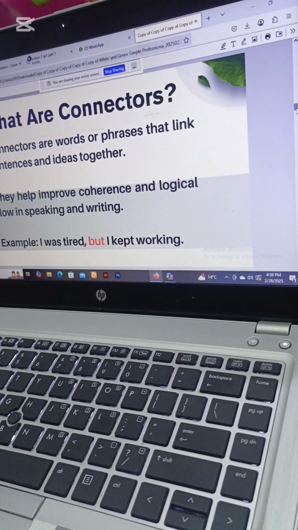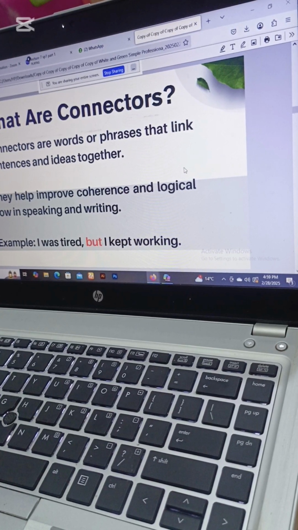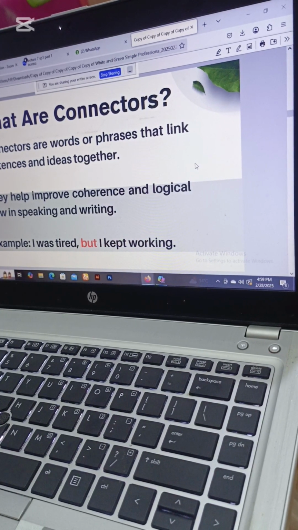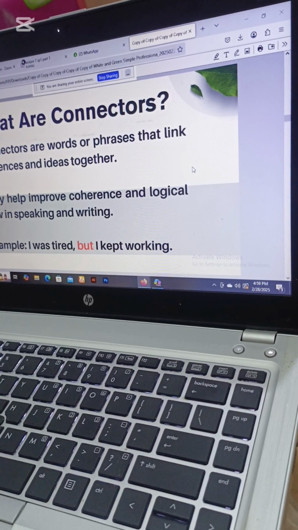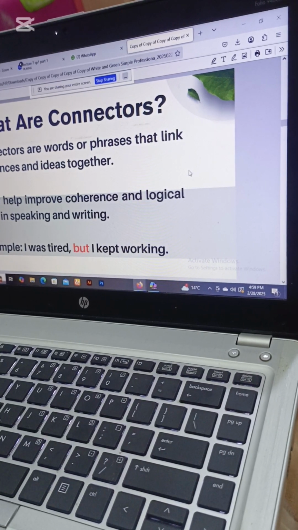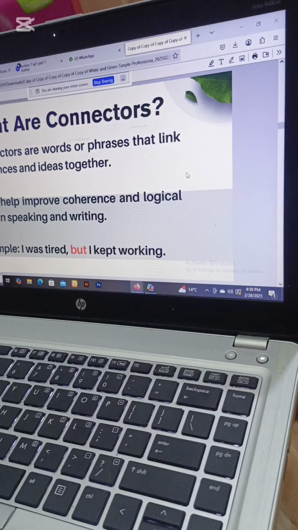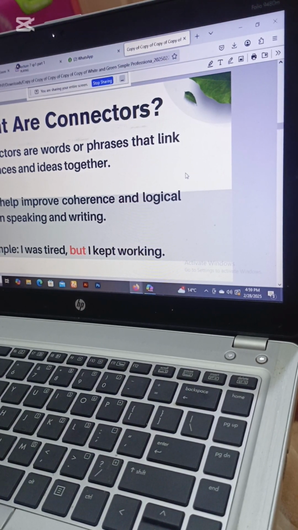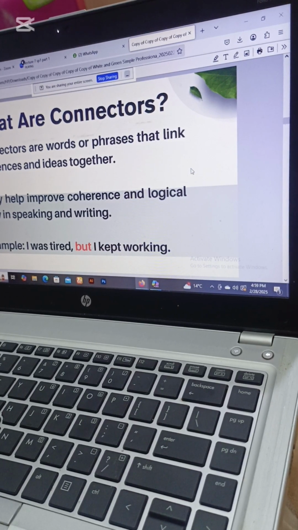So, moreover, furthermore, what did you say? Madam, I could recall moreover and furthermore. Yeah, also a connector, I think. Yeah, these are called connectors. Very good. So if you know how to use them correctly in your sentences, in your paragraphs, or while speaking, it will help you a lot. They improve your coherence and logical flow in speaking and writing.